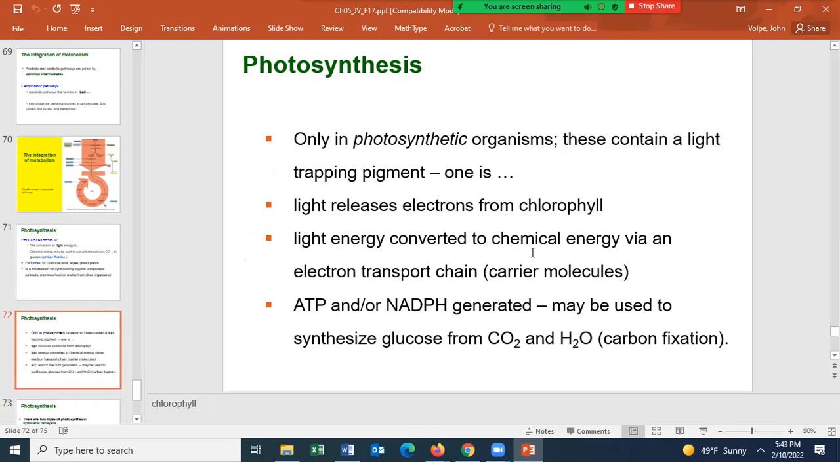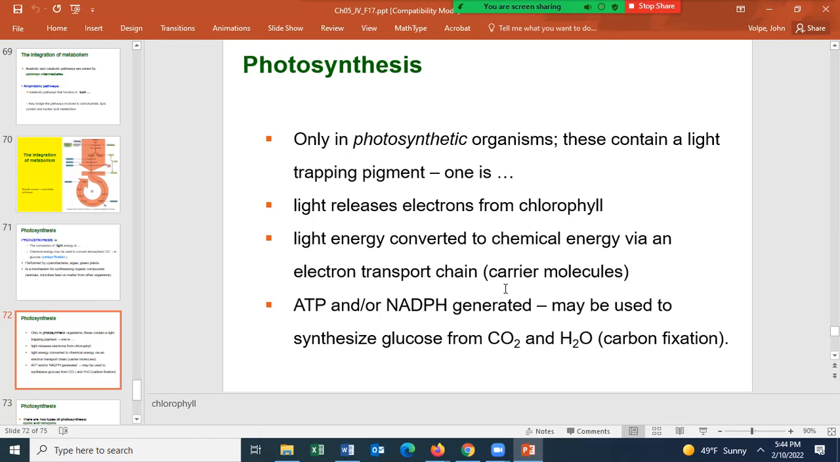Only photosynthetic organisms can engage in photosynthesis. They contain light-trapping pigments. One of them, you know, is chlorophyll. The light releases the electrons from chlorophyll. These electrons then begin moving, and the electrons can be used to make ATP. Light energy is converted to chemical energy by electron transport chain.